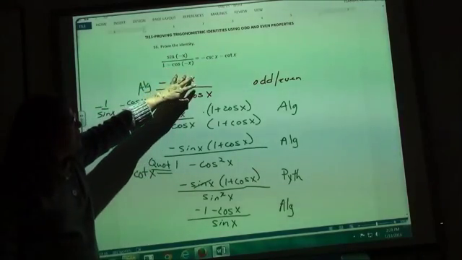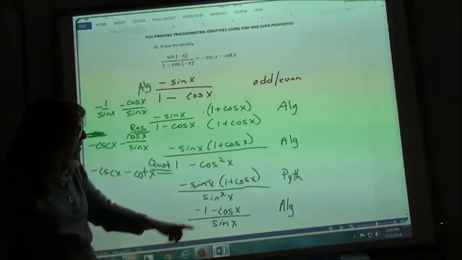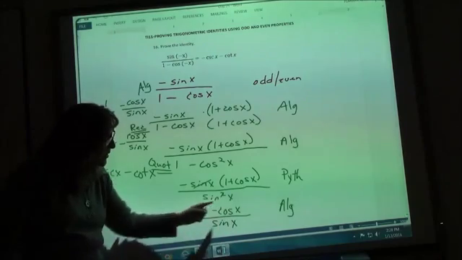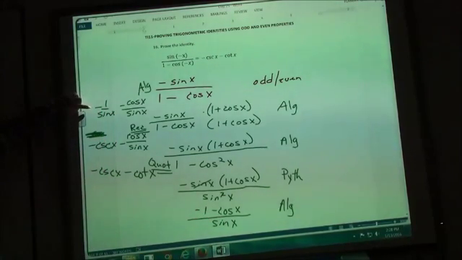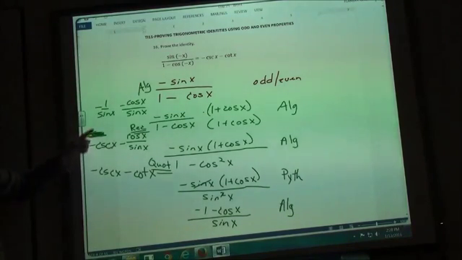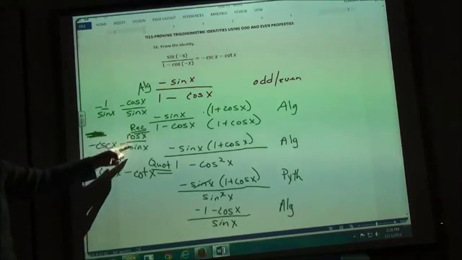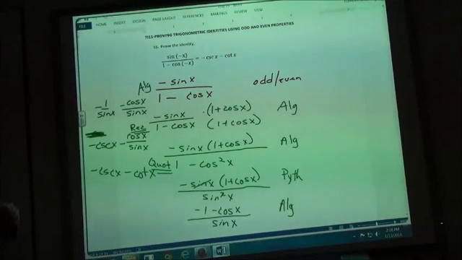So odd and even function first. We did algebra again. We used the Pythagorean identity. We canceled and used the distributive property. So we did algebra, divided up into two separate fractions, which again was algebra. We did 1 over the sine of x is cosecant of x, my reciprocal identity. And then we did cosine over sine is cotangent, my quotient identity.